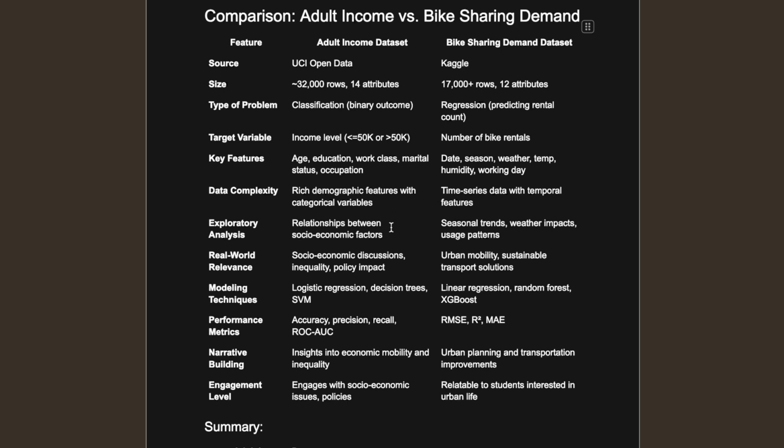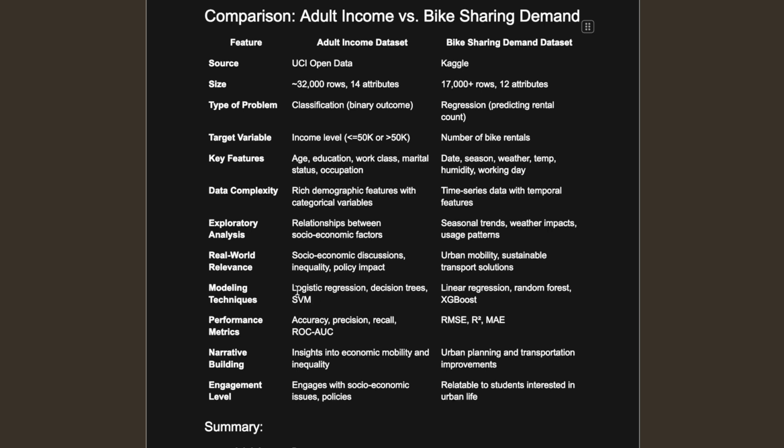Exploratory analysis will have to look at relationships between socioeconomic factors relating to adult income. In this case, it's seasonal trends and weather impacts and usage patterns. Real world relevance: it can apply to socioeconomic discussions around inequality and policy impact. With bike sharing, it's urban mobility, sustainability, transportation, etc.